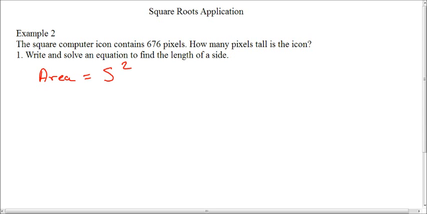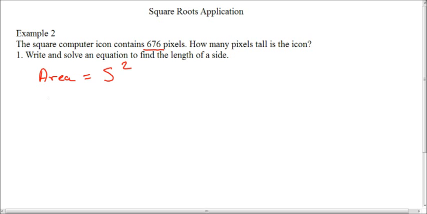Now, here we can take this information that they've given us, 676, and input it. It says it contains 676, so that's letting us know that the area is 676 pixels. Let's go ahead and just put pixels squared. So pixels squared is equal to s squared.